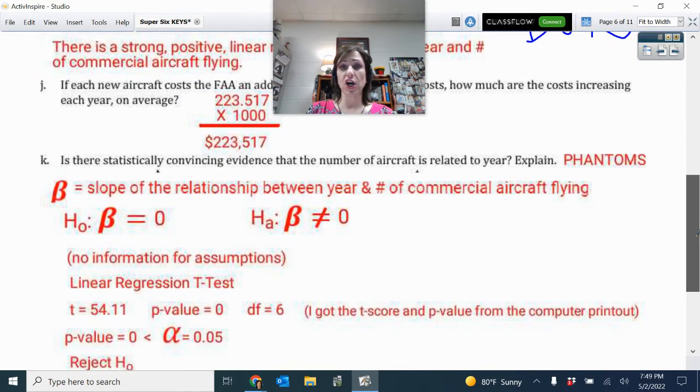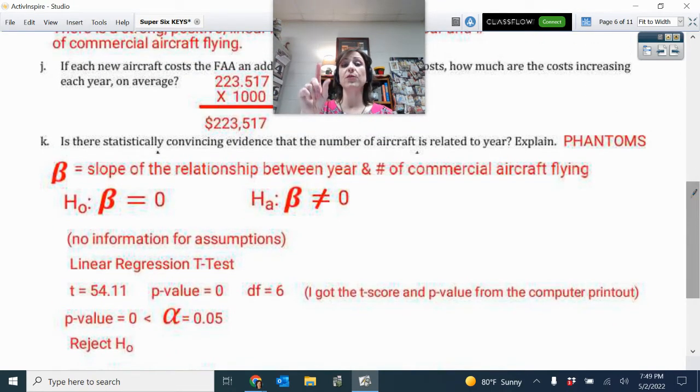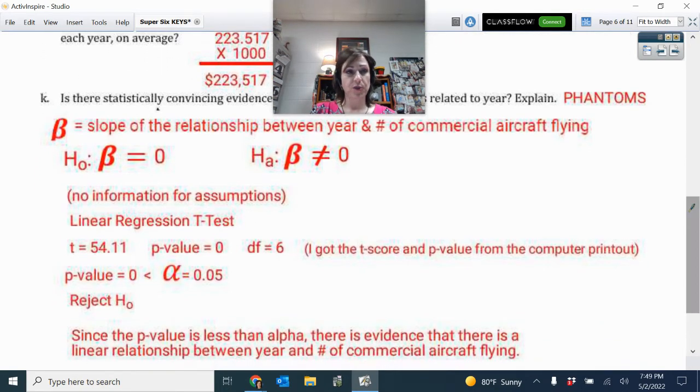And then here, is there statistical evidence that the number of aircraft is related? There is a linear relationship with year. So do we have statistical evidence only with a p-value? So here we go. Beta is the slope of the relationship. The null hypothesis being no linear relationship, and of course, alternatively, yes. So we did a linear regression t-test. So I went and ran that on my calculator, the t-score.